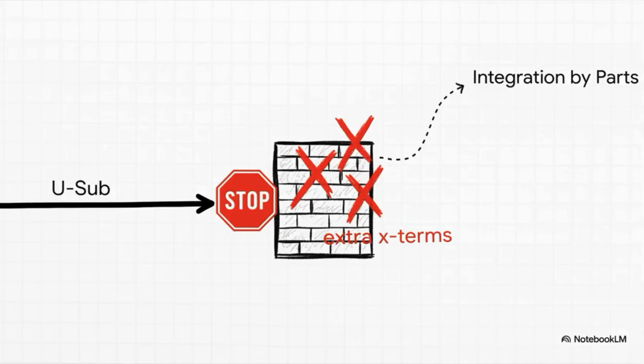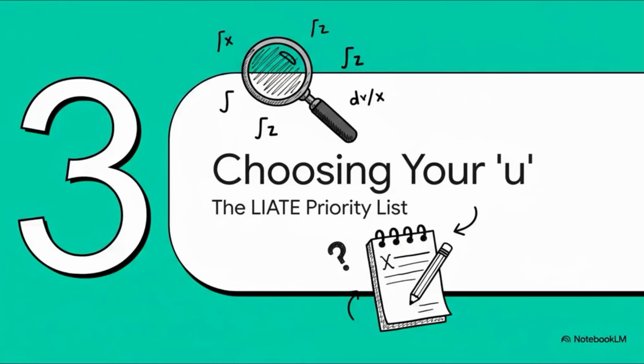That is a massive, flashing, neon sign of a clue telling you to drop that line of inquiry and switch your whole strategy over to integration by parts. Okay, so you've made the call. It's an integration by parts case. Fantastic. But now comes the most critical decision of all. Which part is going to be your u?